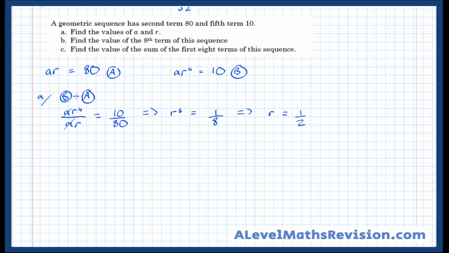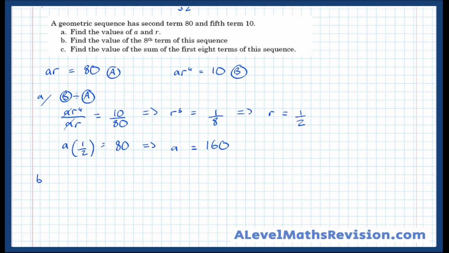So if you can find A from this point, pause it, do it yourself. So I've got AR, so A times 1/2 equals 80. So times both sides by 2 means that A equals 160. So the first term in the sequence is 160. The value of R is 1/2.